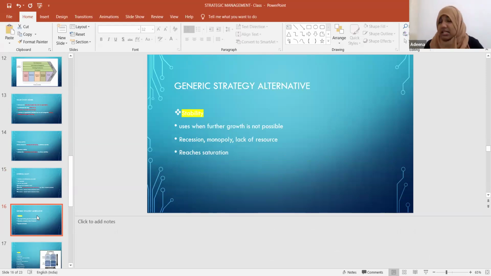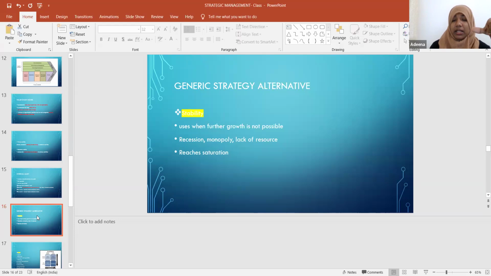You have to understand that this is different from Porter's generic alternatives. This is simply the generic strategy alternative. So the organization could stick with three alternative strategies. Either they could choose stability, or they could choose expansion. And if both stability and expansion strategy are not possible, they could choose a defensive mechanism.